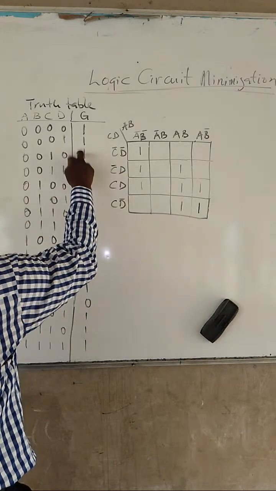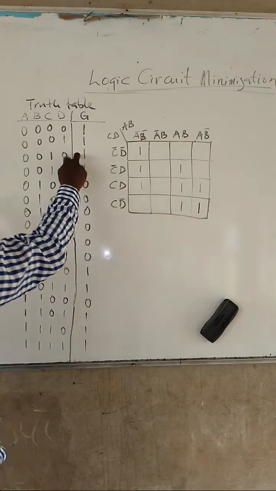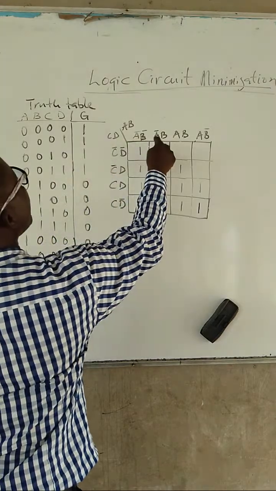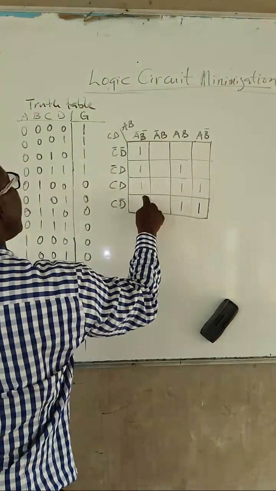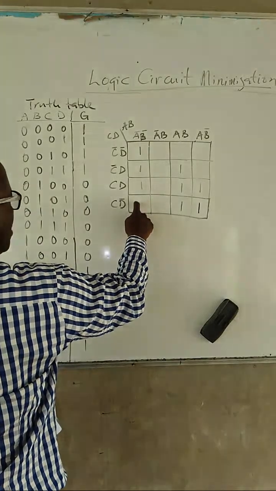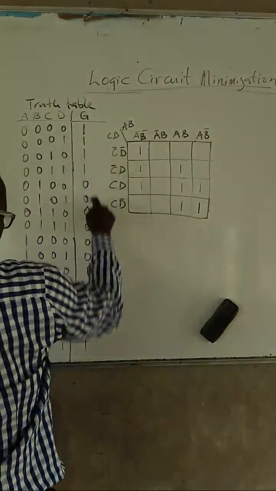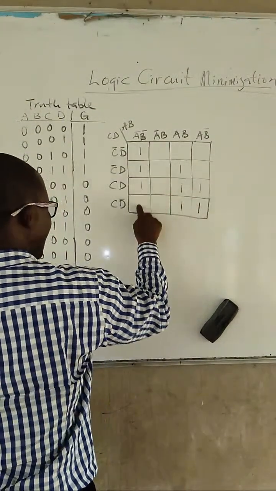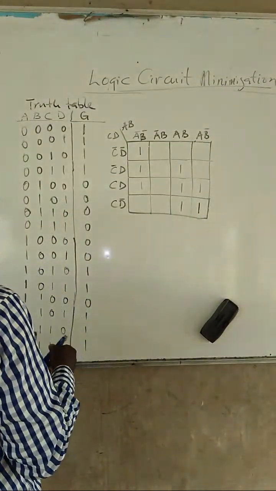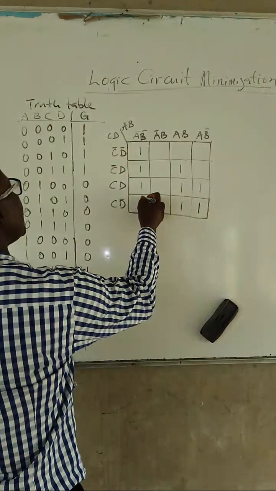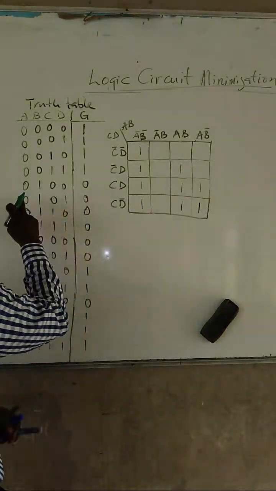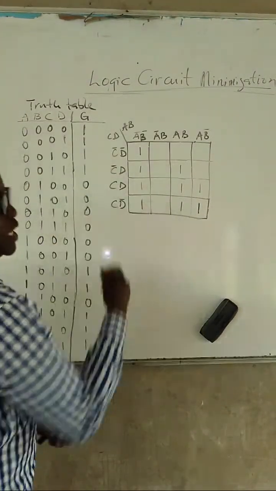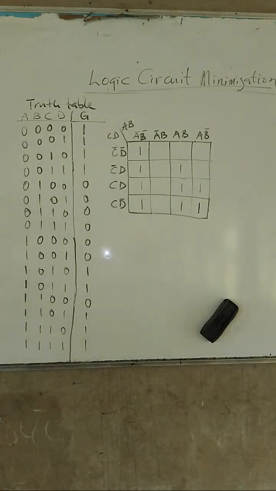This particular one, I think the mapping of this one was not correct. A bar, B bar, C, D bar. We did not map it. We have 1, 2, 3, 4, 5, 6, 7, 8, 9. So I discovered that we left one out and it is here. A bar, B bar, C, D bar. That's this particular one here. All right. I hope you are following.